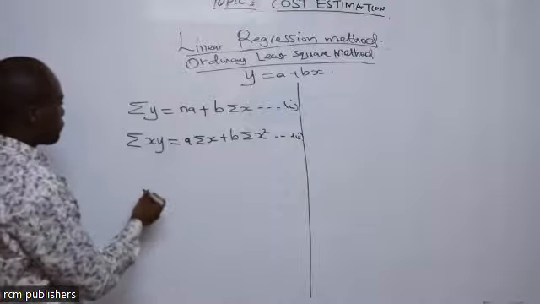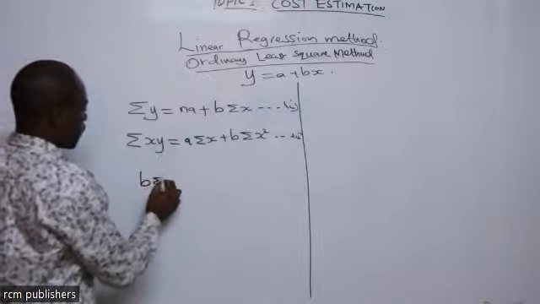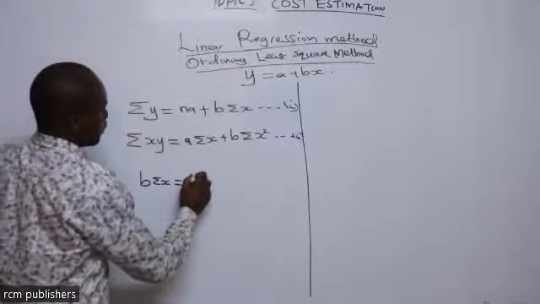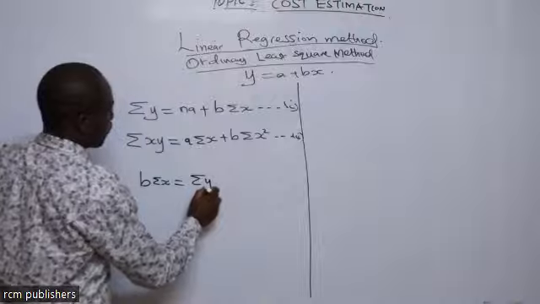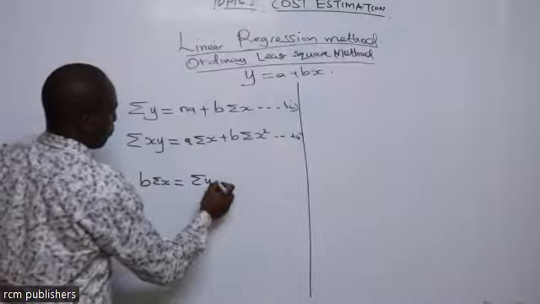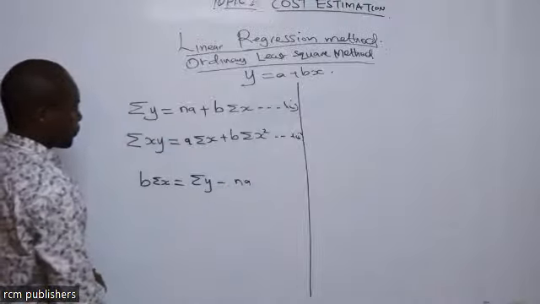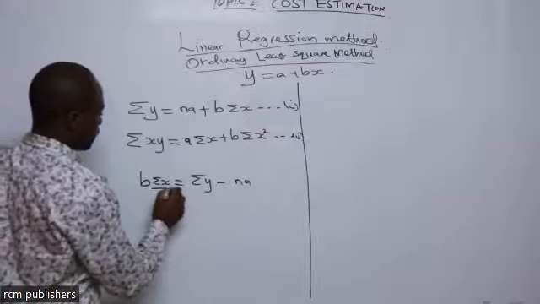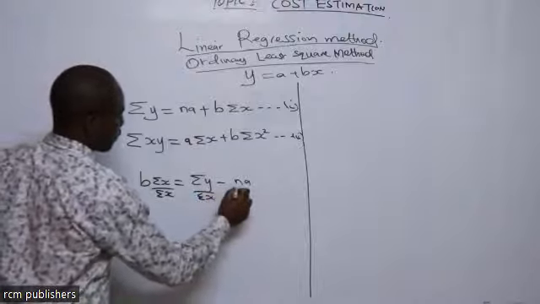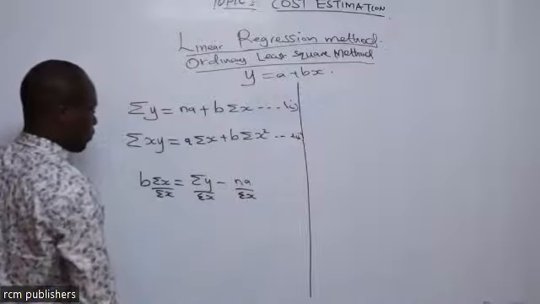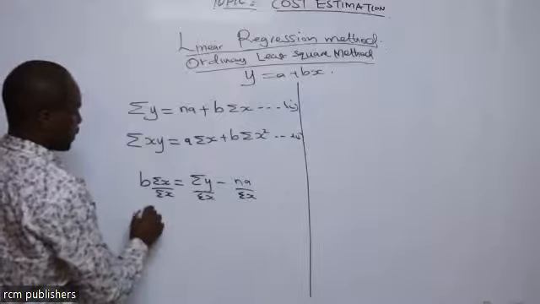So our B, here we are going to say B summation of X is equal to summation of Y minus NA. We divide both sides by summation of X. So that is the value of B. That is the first B.